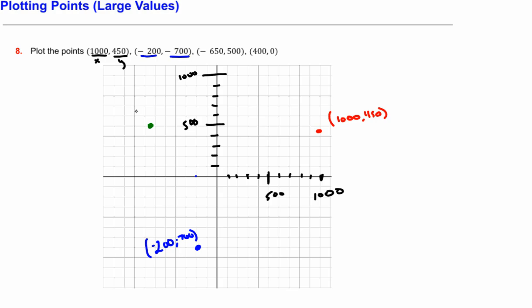That's 500. Our last one is 400 and 0. That's to the right 400, and then up 0. So that's just 1, 2, 3, 4. Remember, each one of these is a value of 100. So there's 400, comma 0. All right. So scale your axes however is appropriate.